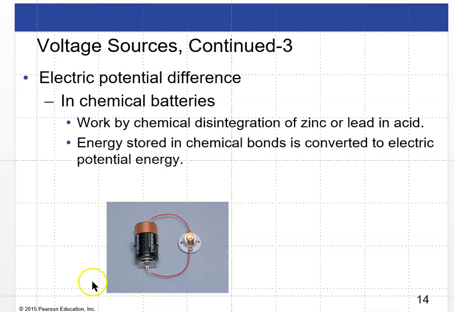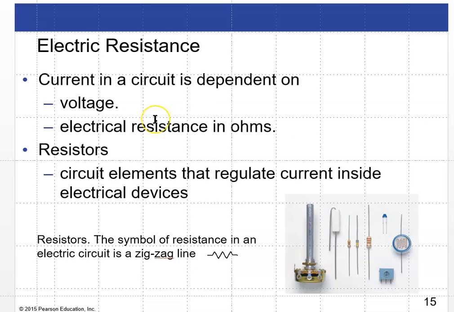Now, chemical batteries work by chemical disintegration of the material inside the battery, and the energy stored in these chemical bonds is then converted to electrical potential energy. Now, the current in a circuit depends on the voltage and the electrical resistance in ohms. And you can put resistors in the circuit. Resistors are circuit elements that regulate the current inside of electrical devices by changing the overall resistance of the circuit.